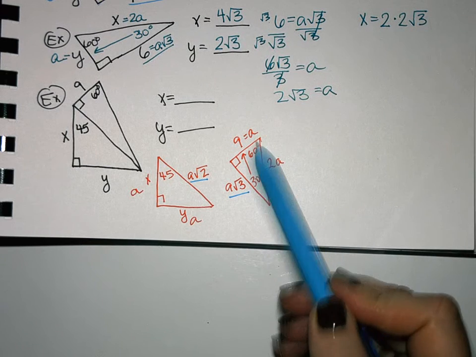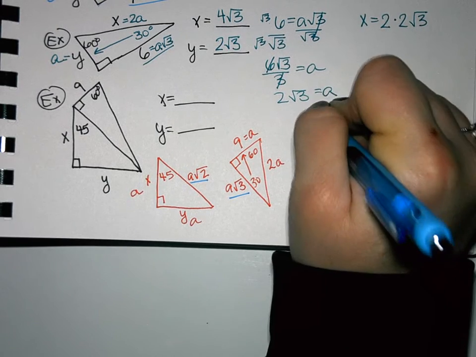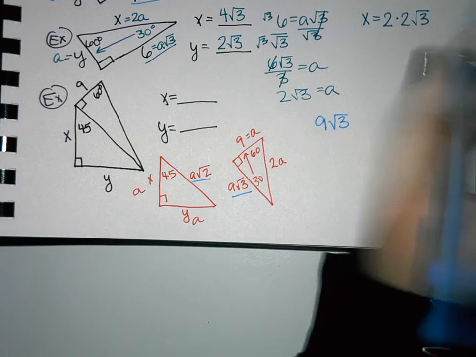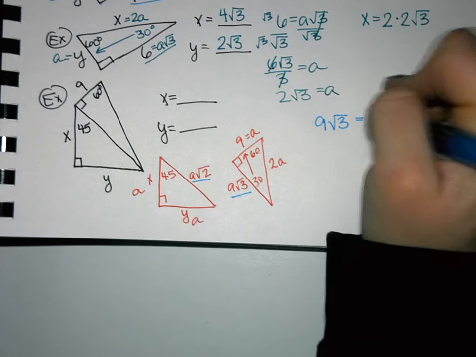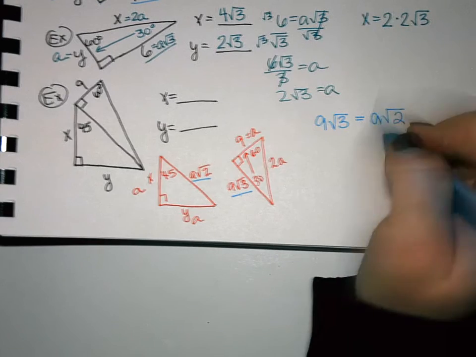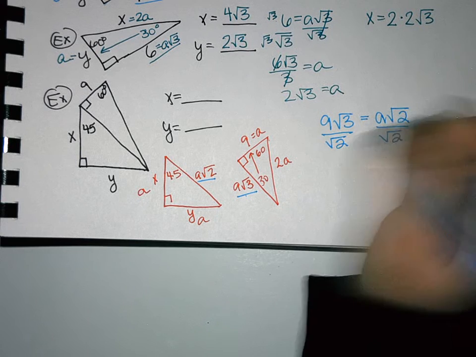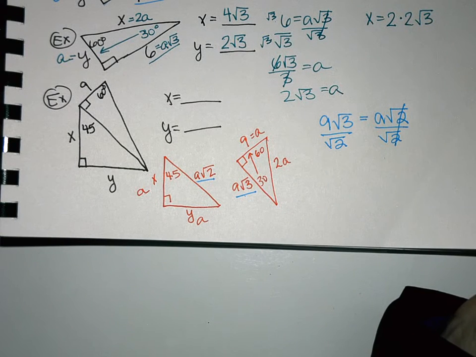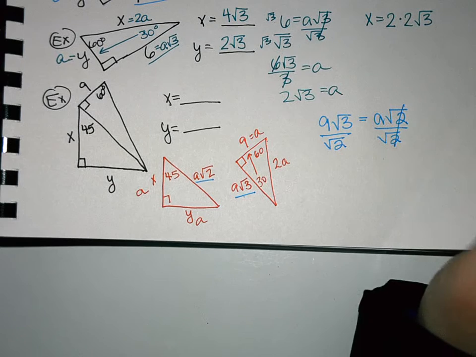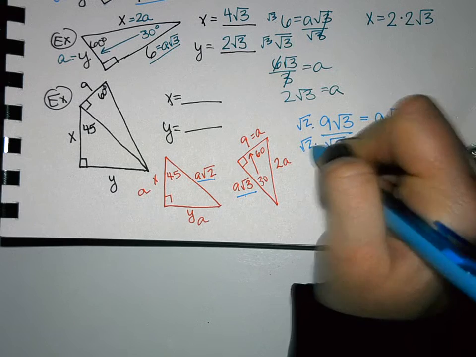Can we figure out what this side is? That side is 9 root 3, because we know that A is 9. So that means 9 root 3 has to equal our hypotenuse, A root 2. So if we solve for A, we'll get x and y. So when we solve for A, we have to divide both sides by the square root of 2. And we have to rationalize. So I'm going to multiply top and bottom by the square root of 2.